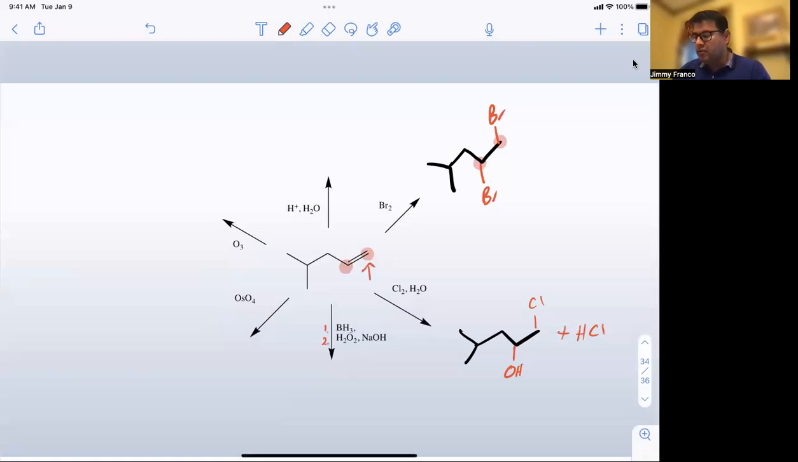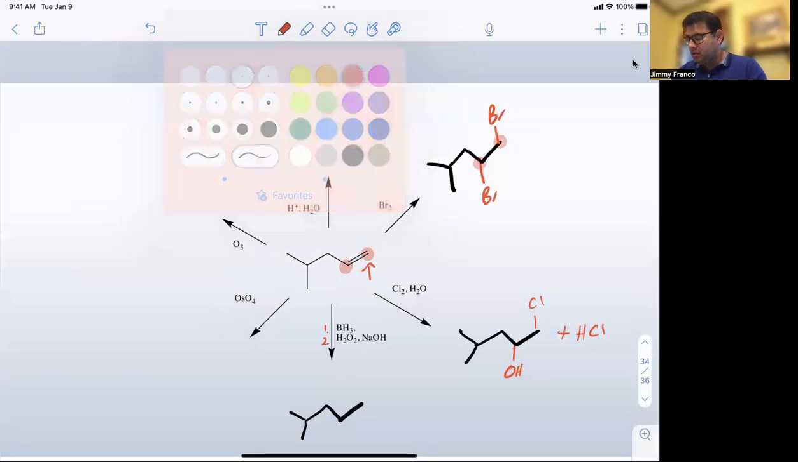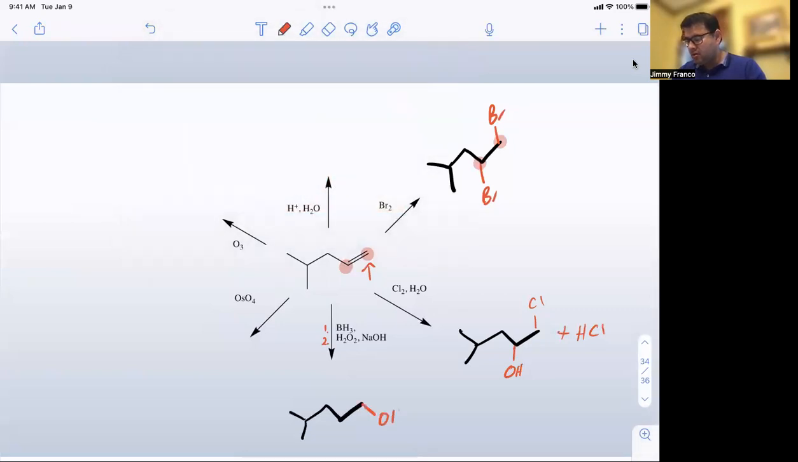So let's draw our molecule. All right, and then off the end, we get our OH. All right, so anytime we see BH3, we're going to add anti-Markovnikov. So we're going to add that alcohol to that least substituted.